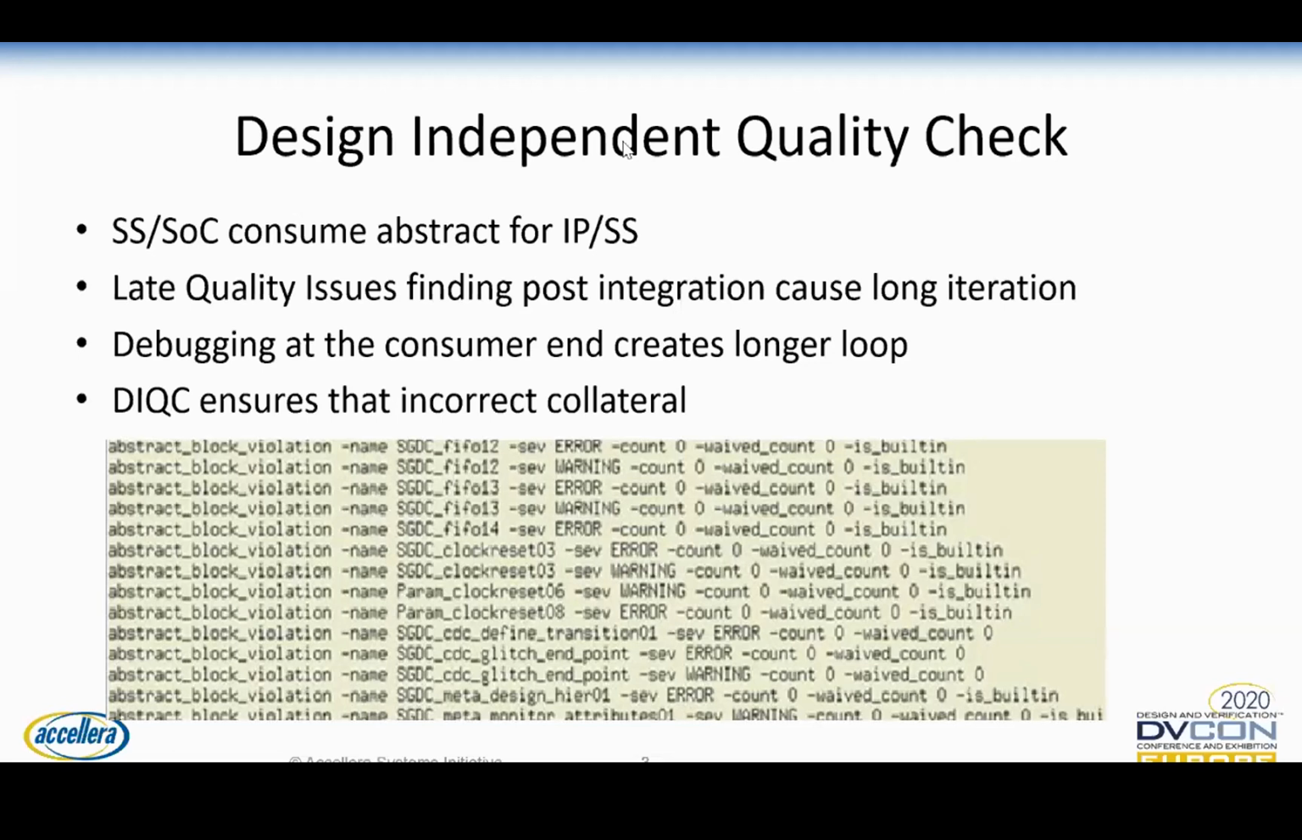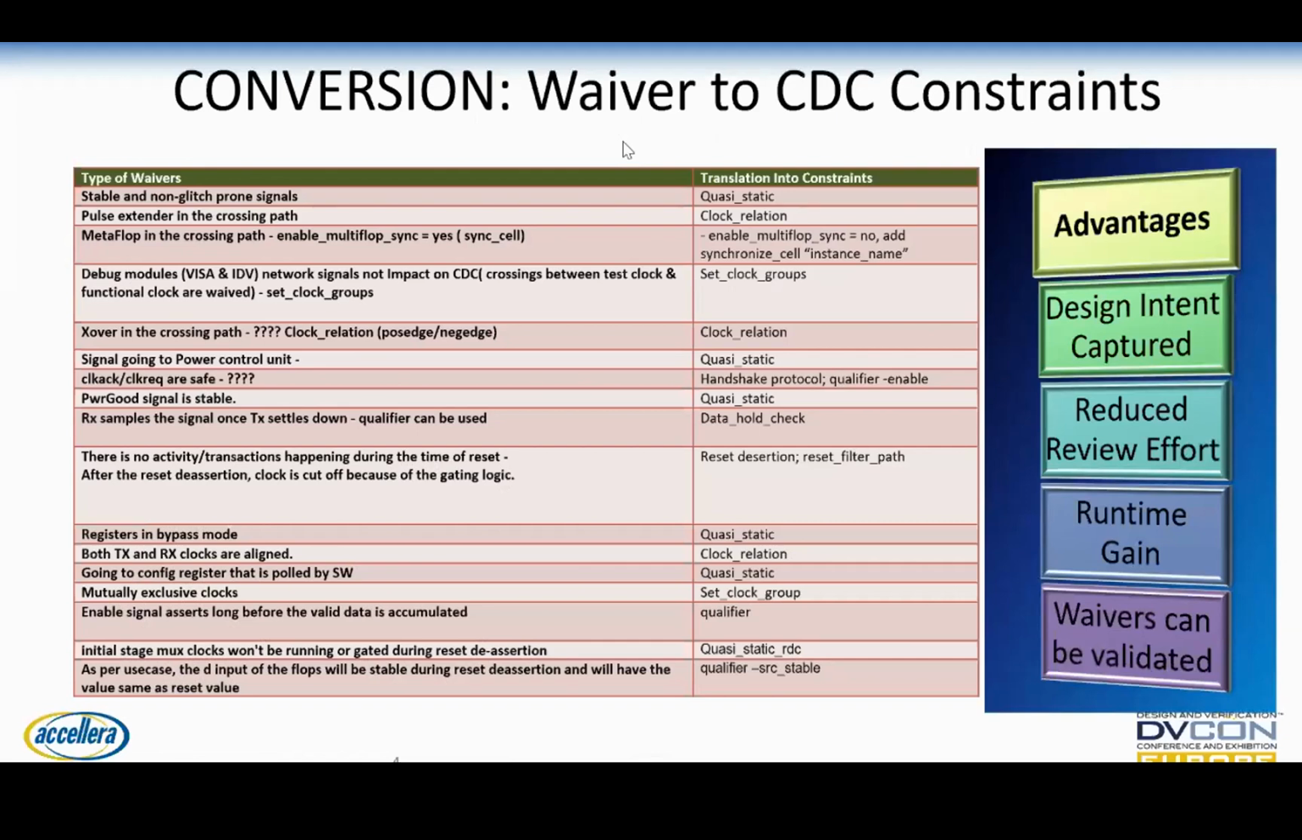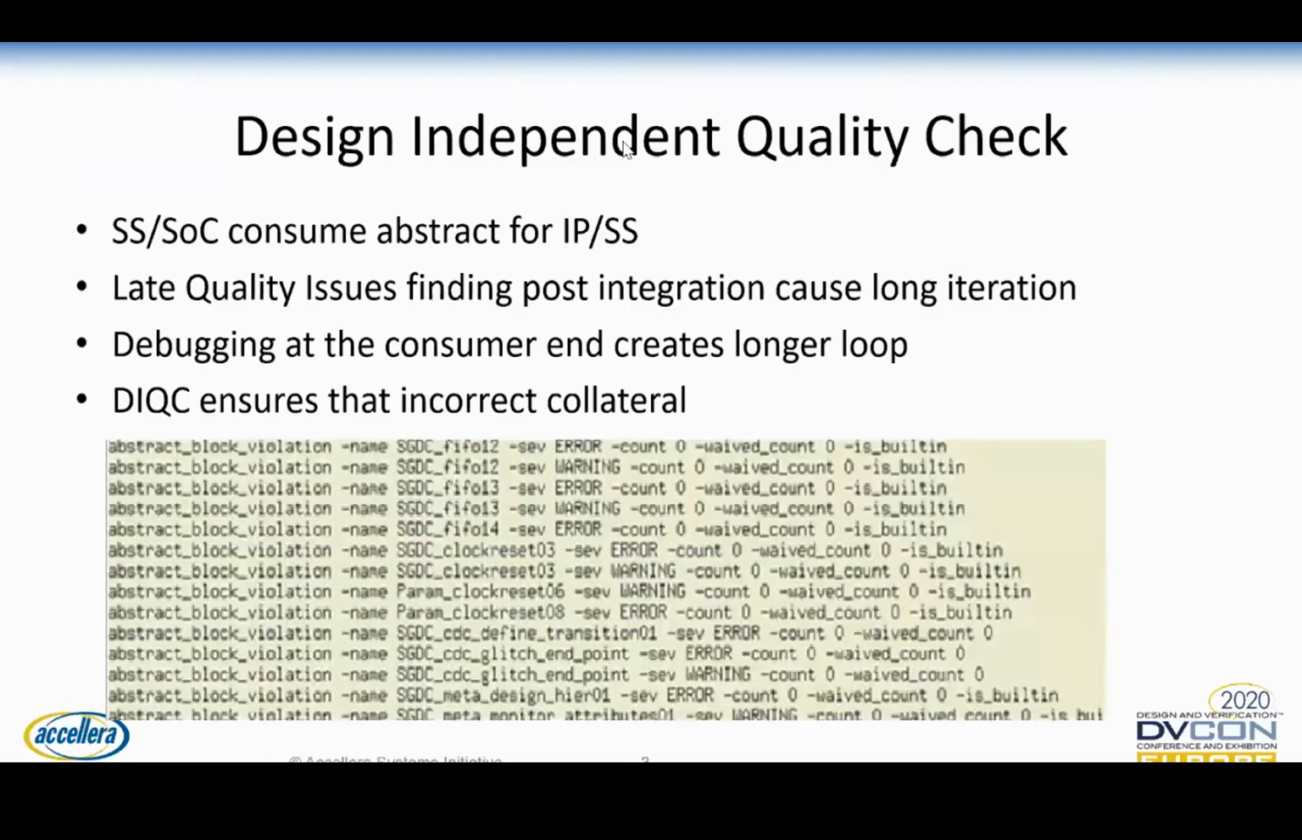The whole idea of the DIQC is, we have an automation wherein we read in all the abstract model violations, and we ensure that if there are any errors remaining, we get the feedback to the IP owners, and we ensure that all your abstract models are clean with no errors, no violations, right? If there are any existing violations, the feedback loop is much more shortened, right?